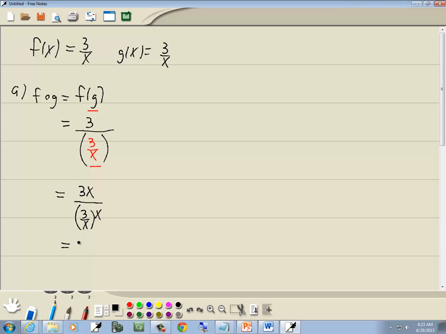When we do that, that gives us 3x up on top, and down below here, these x's are going to cancel, and we're left with 3. Now those 3s are going to cancel, and we get x.